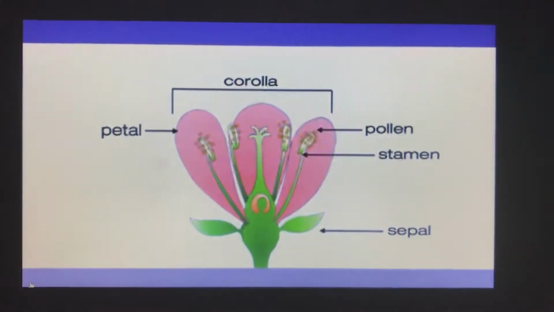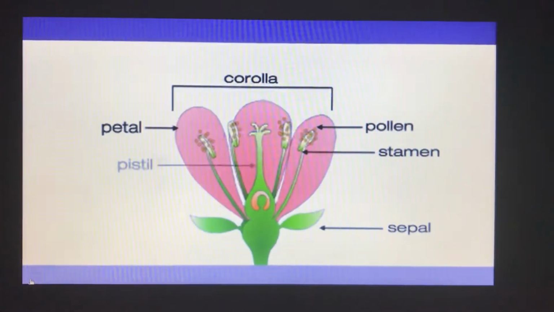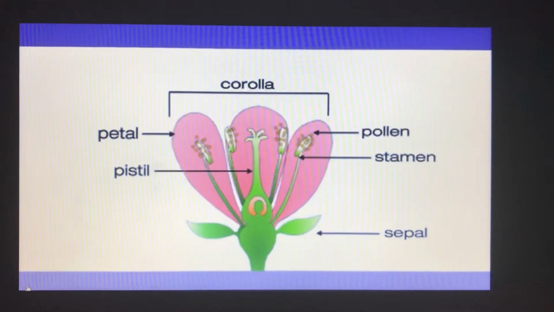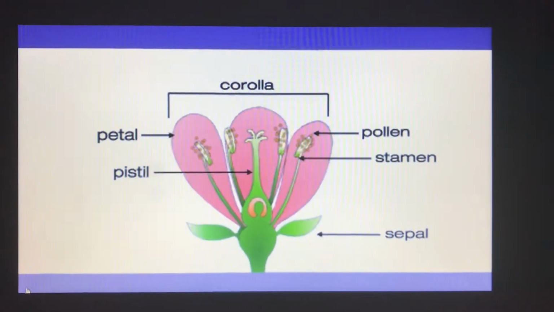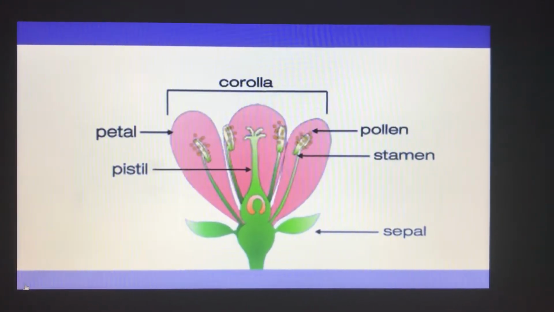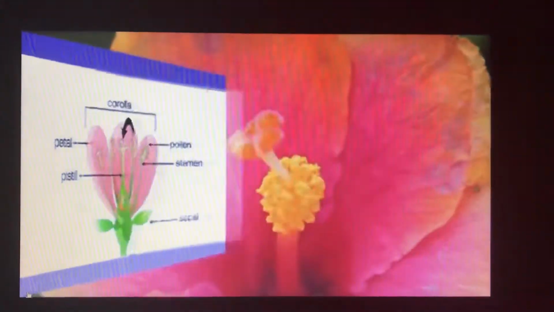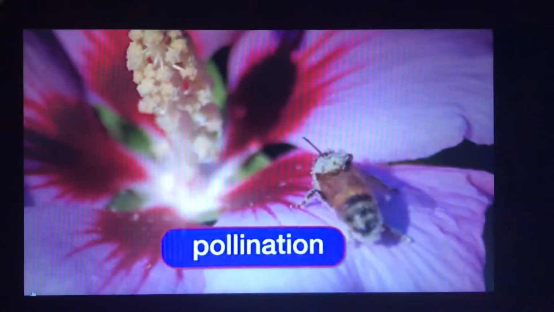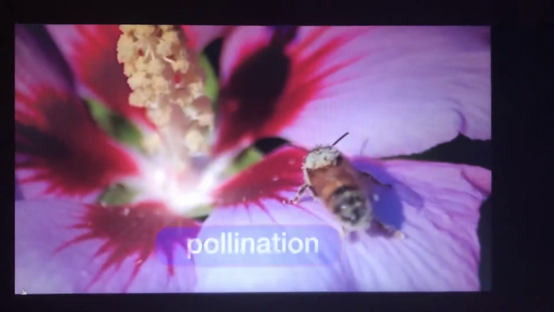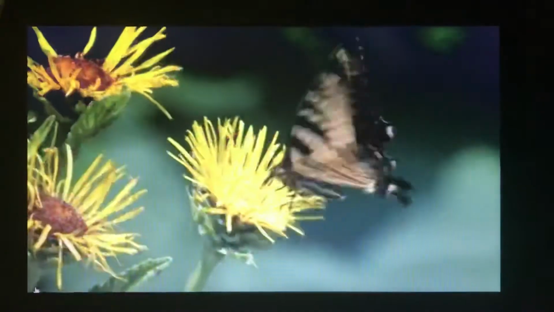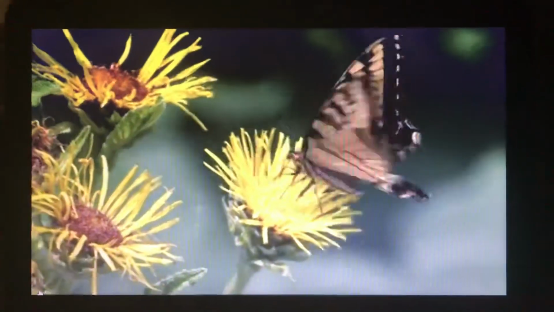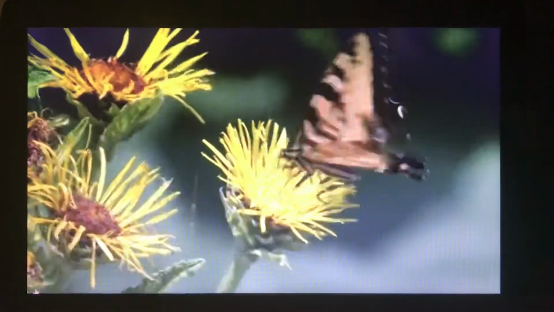Another important part that is needed for the plant's reproduction is called the pistil. In order for flowering plants to reproduce or make new plants, the pollen from the stamens must travel to the pistil. When the pollen arrives and sticks to the pistil, we call that process pollination. Sometimes plants need help in the pollination process, getting the pollen from the stamen to the pistil.